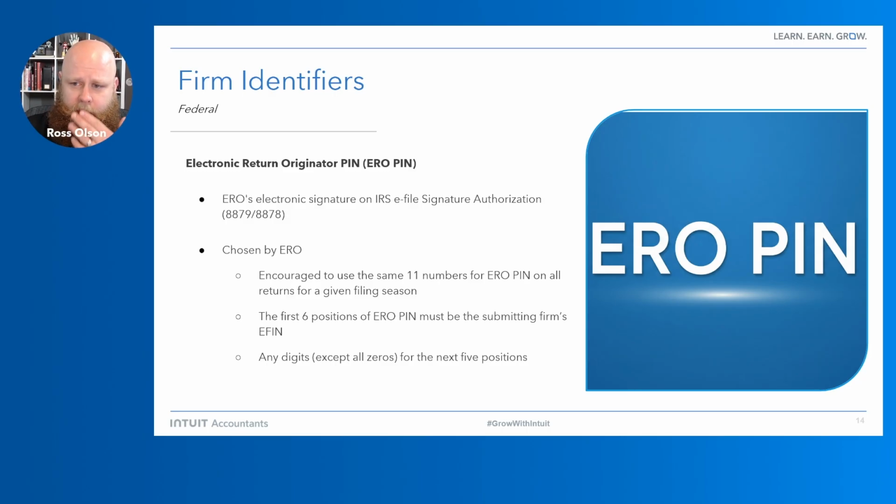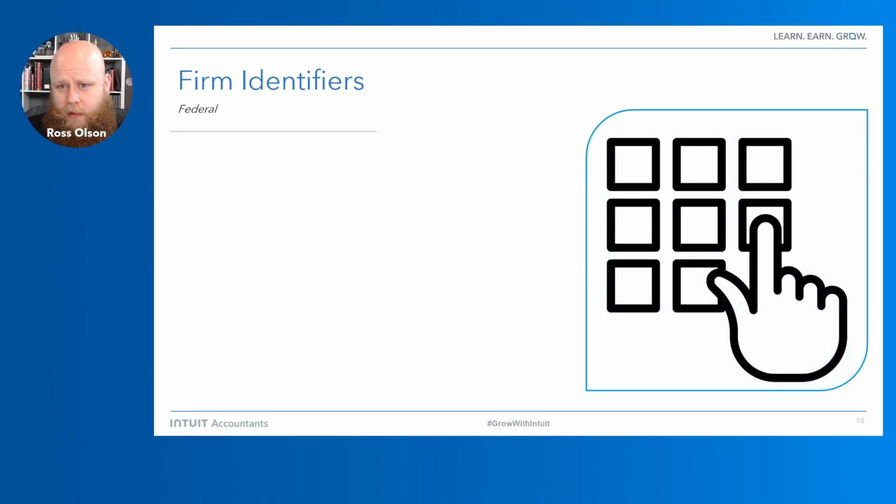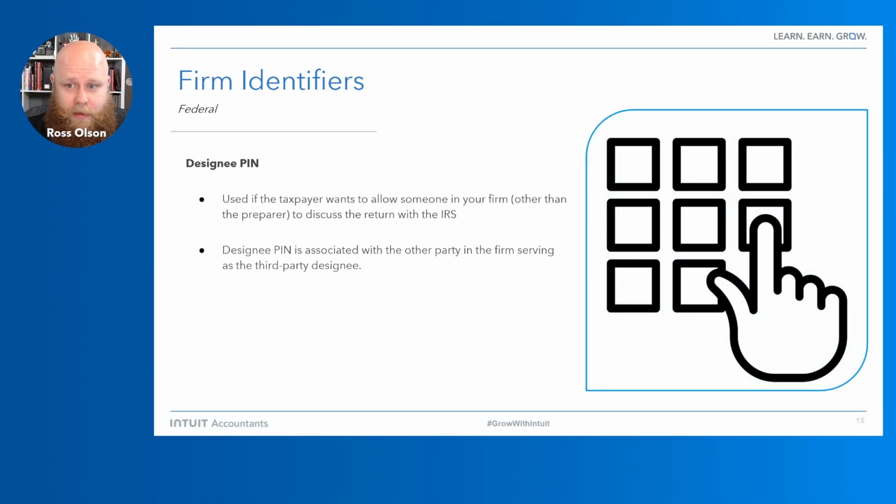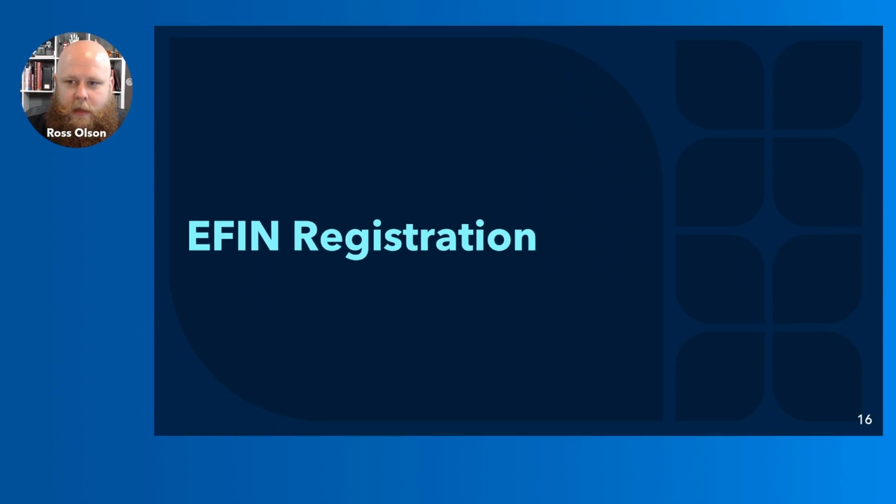This is something that will be used in place of your signature on that 8879 or that e-file authorization form. You pick it, or at least part of it. The first 6 are always going to be your EFIN, but this is something picked for you to act as your signature. And then the flip side to that, the designee PIN, is something that your client can choose if they want someone other than you or the preparer to discuss the return with the IRS. So it is essentially serving as that third party designee process. So there's that key information as far as those letters, the acronyms, the numbers.